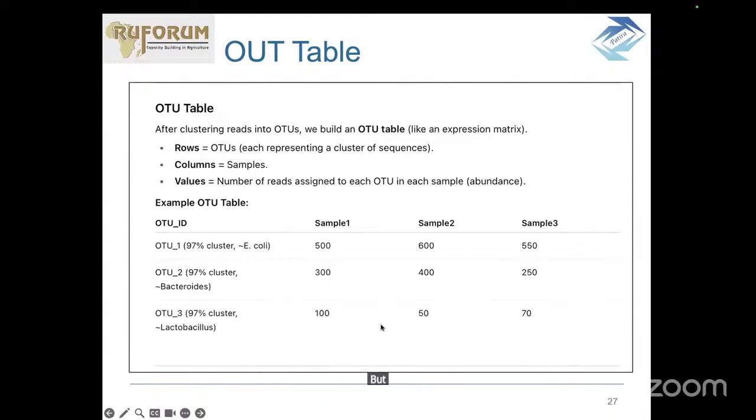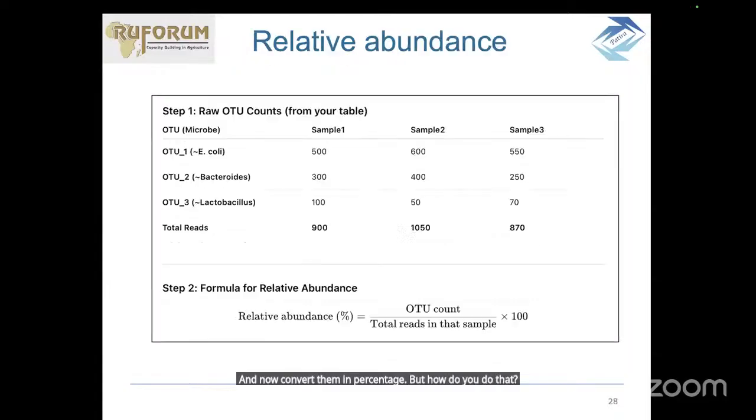But using these total numbers is biased. So what they do, they convert them to relative abundance. Relative abundance is just you take the total of everything and convert them into percentages. But how do you do that?